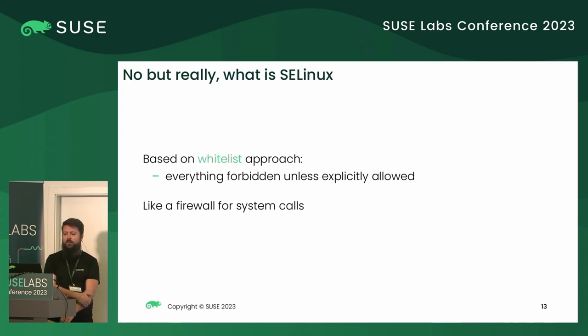Another point of difference between discretionary access control and SELinux in particular is that SELinux is based on a whitelist approach. On a system where you just install SELinux and don't do anything else, of course, you can't exactly do this in practice for very good reason. On such a system, you couldn't do anything because everything is forbidden by default. This is, of course, a very secure system, but not a very useful one.